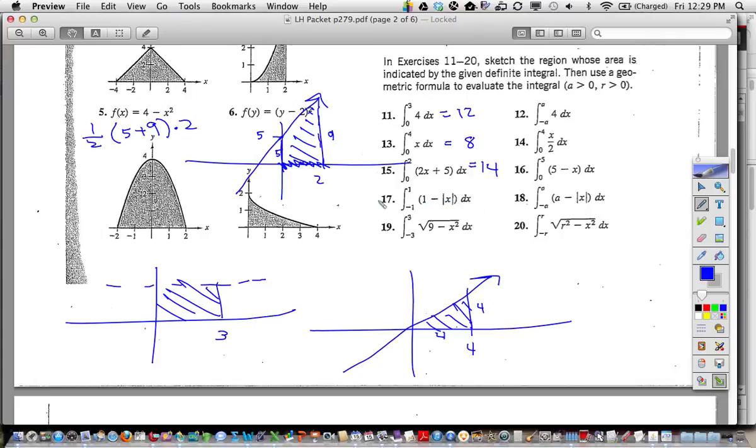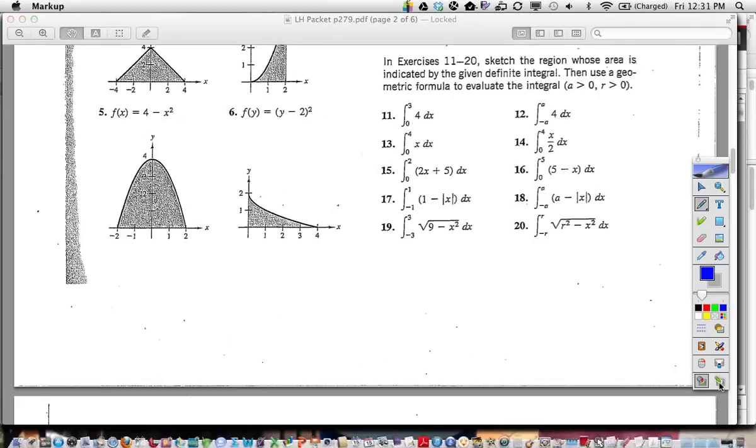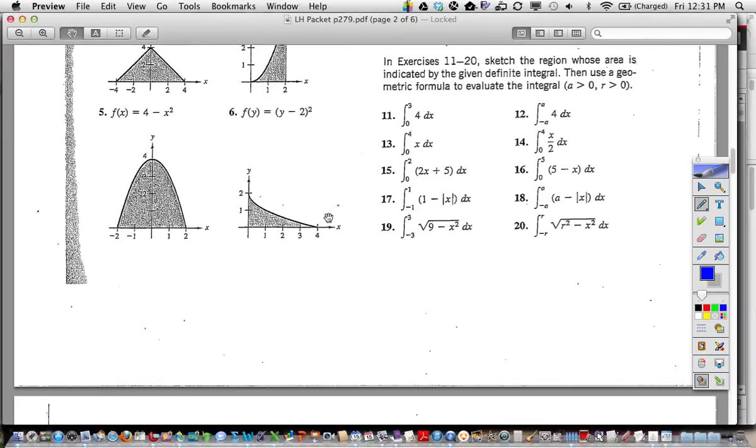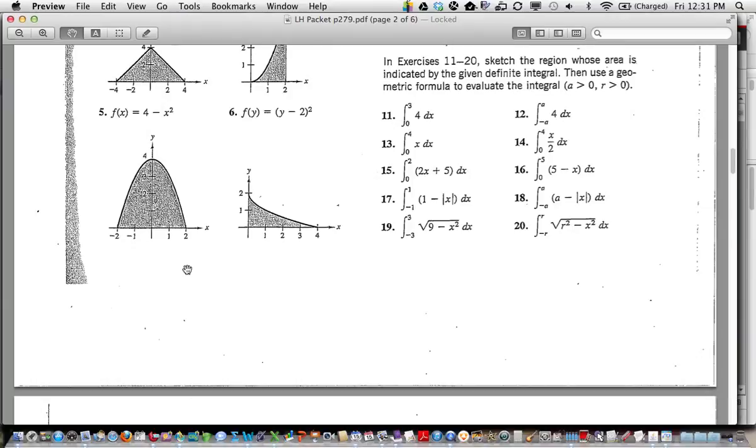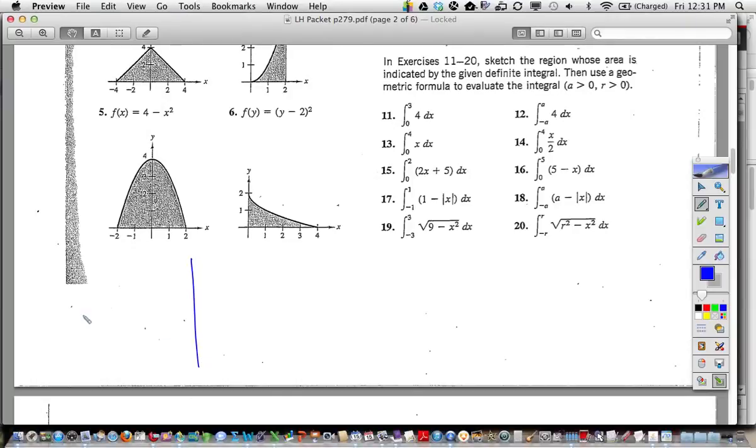Okay? Now 17, what's that graph look like? Upside down absolute value shifted up 1, because 1 minus absolute value of x would really be negative absolute value of x plus 1. So for number 17, we're simply going to have a V graph upside down shifted up 1. Now, since we know that it has a slope of 1, it's going to cross here at 1, cross here at -1. So the area that they're talking about is just that.